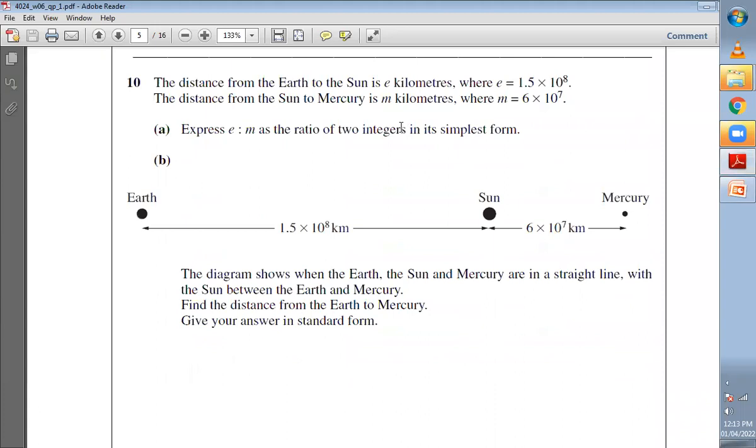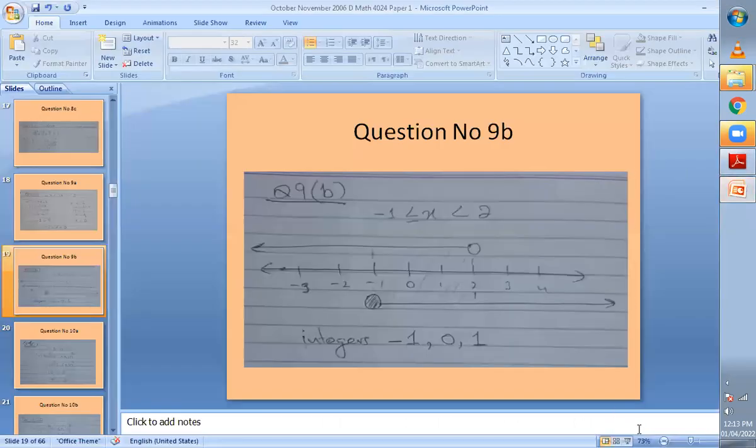Okay, so the next question is coming up on your screen. The distance from the Earth to the Sun is E kilometers, where E is 1.5 times 10 to the power 8. The distance from the Sun to Mercury is M kilometers, where M is 6 times 10 to the power 7. Express E ratio M as the ratio of two integers in its simplest form. So we have to write the ratio E to M. Okay, let me show you.